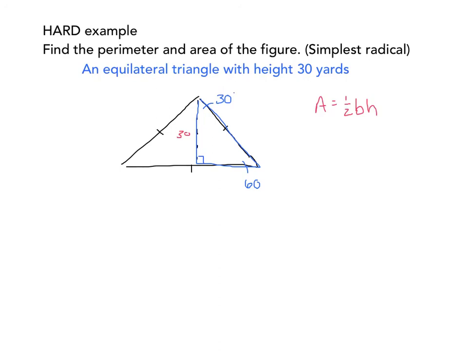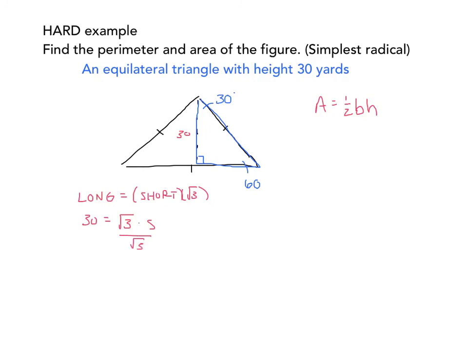So we need to decide what the length is of this bottom side. How to do that? Let's see what we know. We know the 30 right there, the 30 yards. Is that the hypotenuse? No. It is the longer side. So we know that the longer side is equal to the shorter side times the square root of 3. So we have 30 is equal to, let's call it, square root of 3 times s. Let's solve for s now.